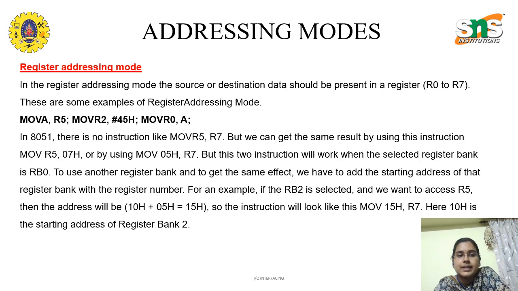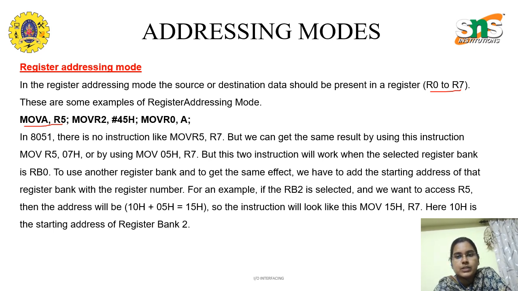Next is register addressing mode. In this addressing mode, the source or the destination should be present in register format, that is R0 to R7. These are some examples of register addressing mode. You can see here MOV A, R5, where R5 is the register mode, and MOV R2, #45H, where the destination is R2. In the first instruction R5 is the source, mentioned in register format. In 8051, there is no instruction like MOV R5, R7, so there is no instruction where both operands are registers.